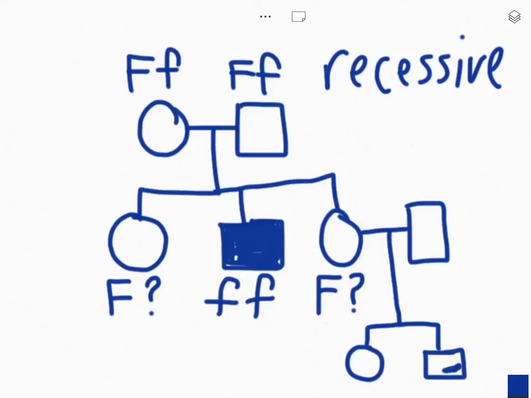Now let's say that the boy is also going to have the disease. So we know he is little f, little f, which tells us that both these parents must be heterozygous. So the dad must be big F, little f, and the mom, we now know this is not a question mark, but is a big F, little f.